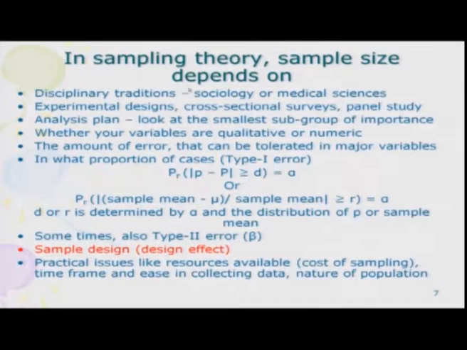Now, in sampling theory, we cannot talk about non-sampling error, we can only talk about sampling error, and the issue of sample size is related to sampling error. In sampling theory, sample size depends on the following considerations. Disciplinary traditions. In each discipline there are different traditions, and there have to be.